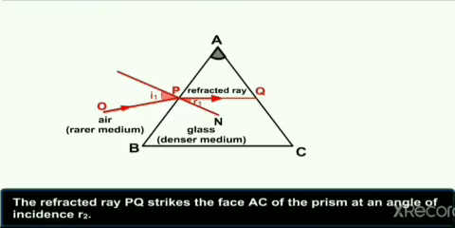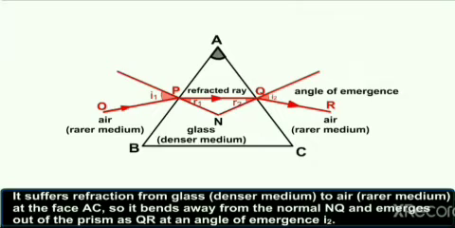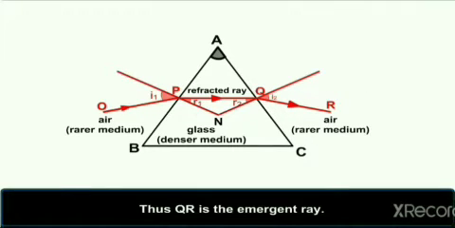The refracted ray PQ strikes the face AC of the prism at an angle of incidence R2. It suffers refraction from glass, denser medium, to air, rarer medium, at the face AC, so it bends away from the normal NQ and emerges out of the prism as QR at an angle of emergence I2. Thus QR is the emergent ray.